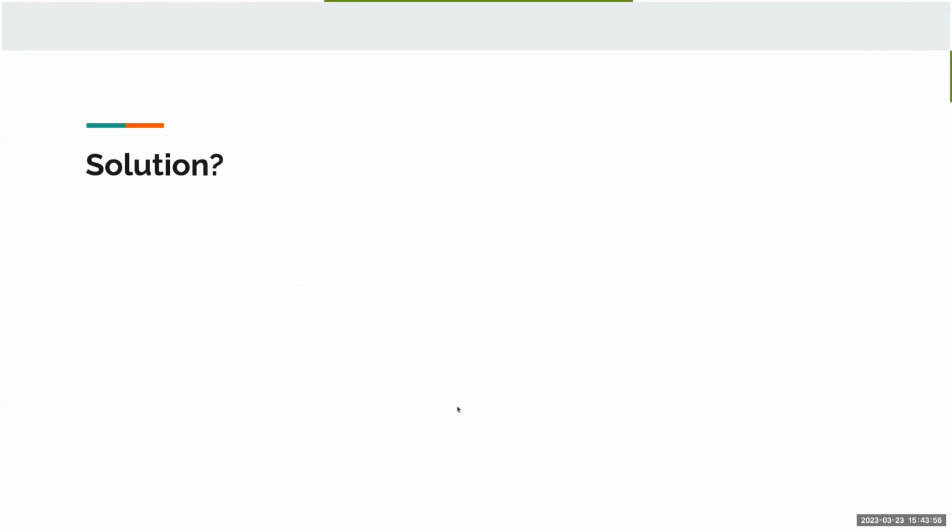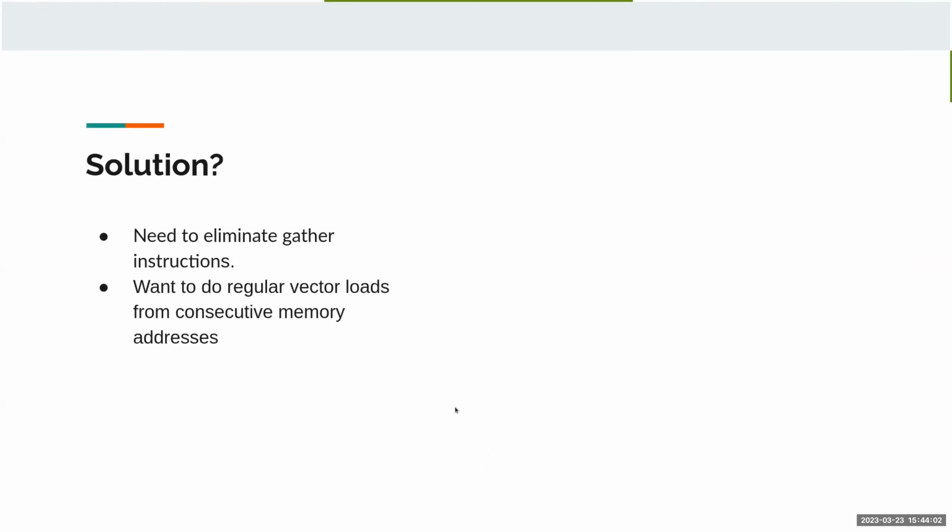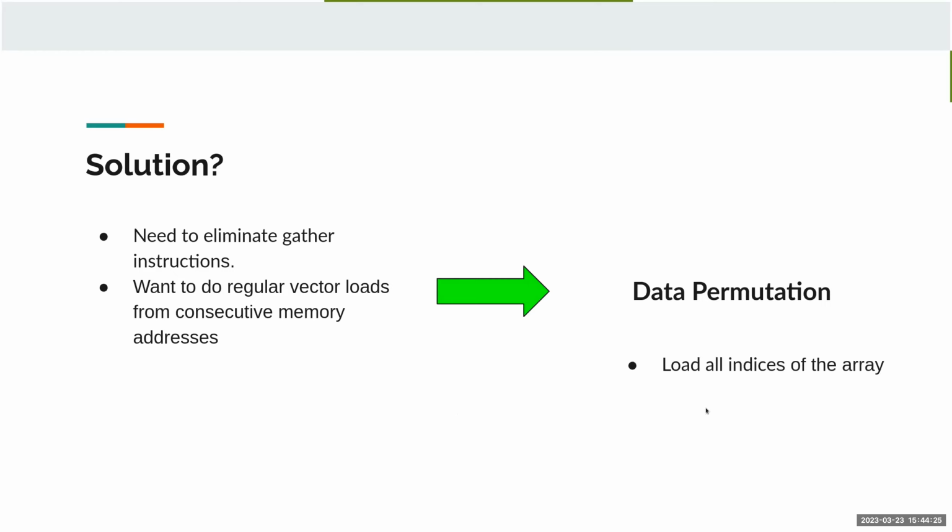So in order to fix the problem, we need to eliminate gather instructions. We want to use the regular vector loads that load from consecutive memory addresses. And our solution was a modification that we call data permutation. Remember that for ALC, the current implementation just permuted the vectors of indices of the loop. But in this version of ALC, we load all indices of all arrays that are used inside the else block, and then we permute these arrays as well as the indices in each iteration.